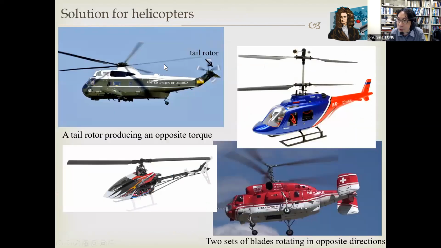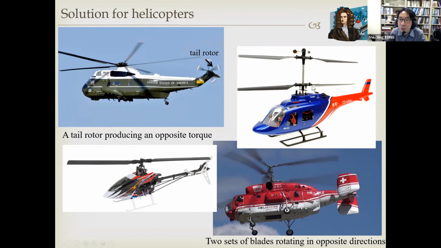Now, how do helicopters solve this problem? That is an interesting question. If you notice a helicopter, you can see a tail rotor at the end. The tail rotor rotates in such a way to produce a torque to cancel the torque that is induced by the conservation of angular momentum of the main rotor. So when the main rotor accelerates, the tail rotor will rotate such that it produces torque to cancel the rotation that is induced by the main rotor. So that's one way to do it.